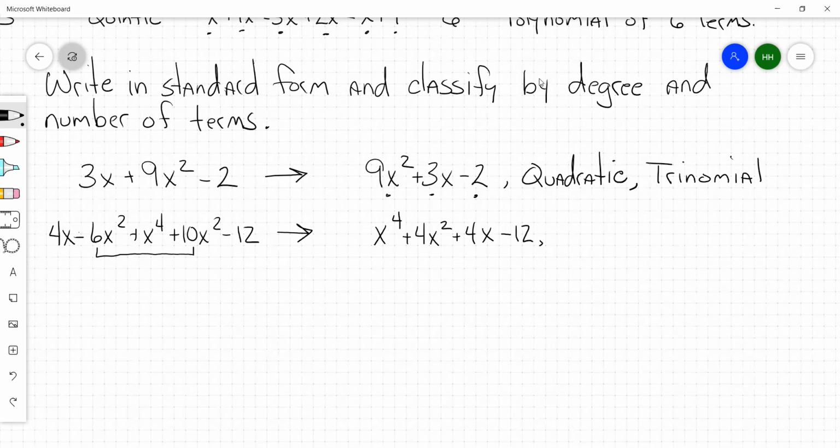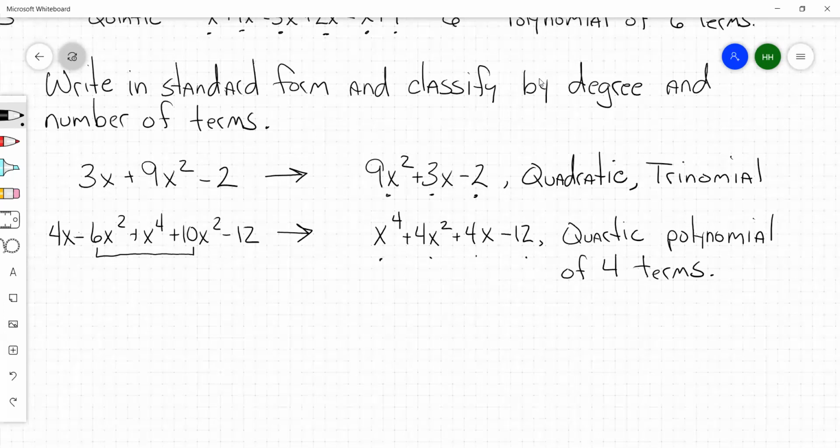By degree, our highest degree is the 4, so that is quartic. This is a quartic polynomial of 4 terms. There's your 1, 2, 3, 4 terms. Get the idea?